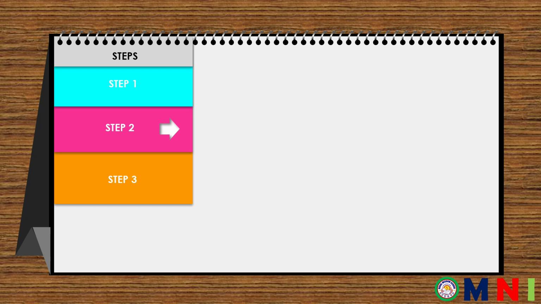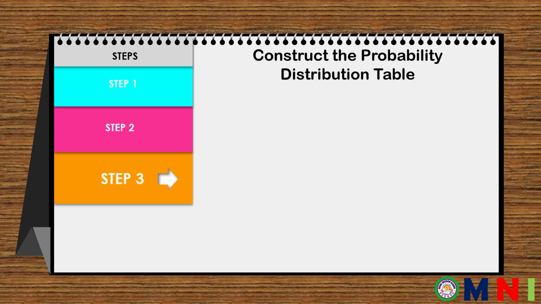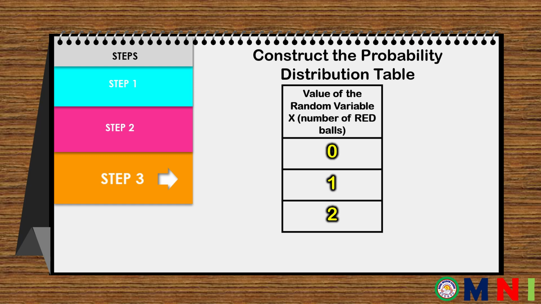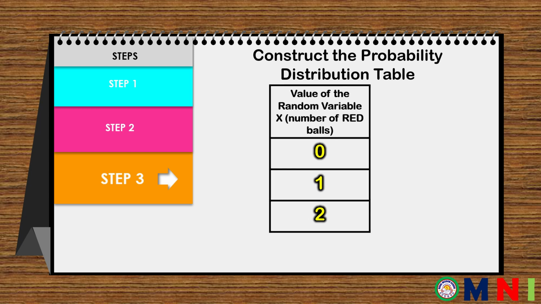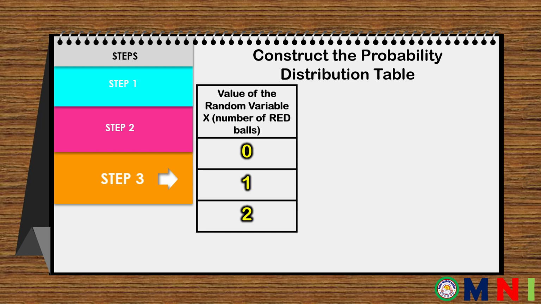Let us now proceed to step 3. In step 3, we need to construct the probability distribution table. There are 3 possible values of the random variable x representing the number of red balls. Based on our previous answer in step 2, these are 0, 1, and 2. Now, let us assign probabilities to each value of the random variable. Let's tally how many times each value of the random variable x occurs. We will base this tally on our answer in step 2.